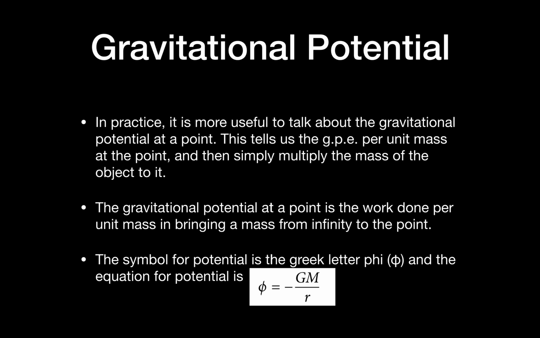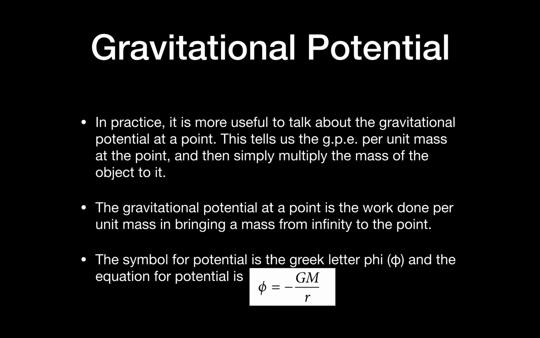Now we come to gravitational potential and the difference between the two. In practice, it is always more useful to talk about gravitational potential at a point. So if you have two objects, capital M and small m is just a multiple. At the same point, because of a different mass, it can experience different gravitational potential energy. So instead, at the same point, we calculate gravitational potential, which is GPE per unit mass, and then simply multiply the mass of the object in it, right?